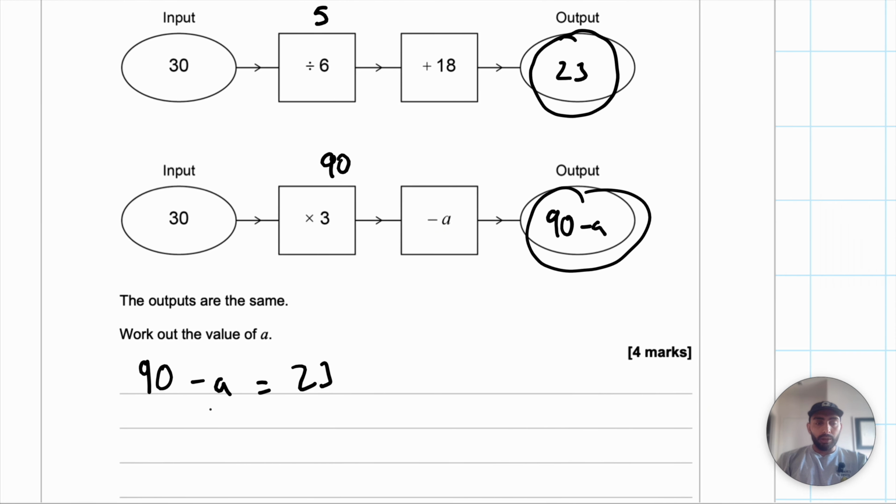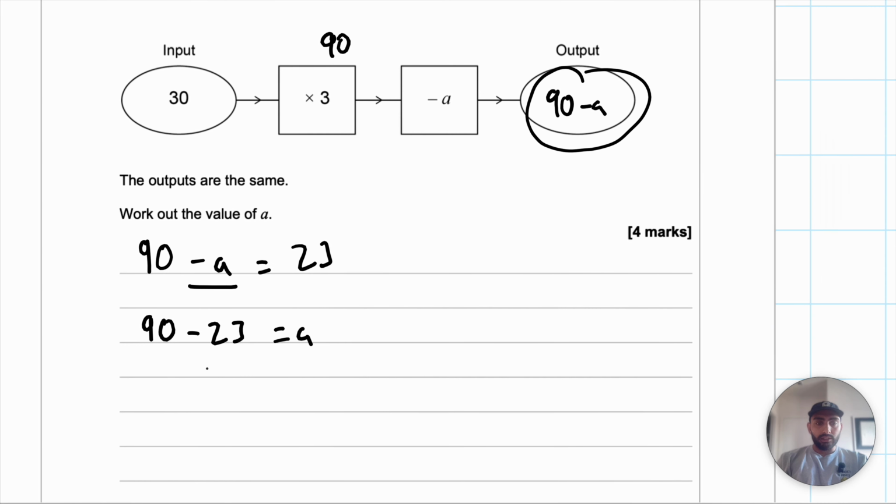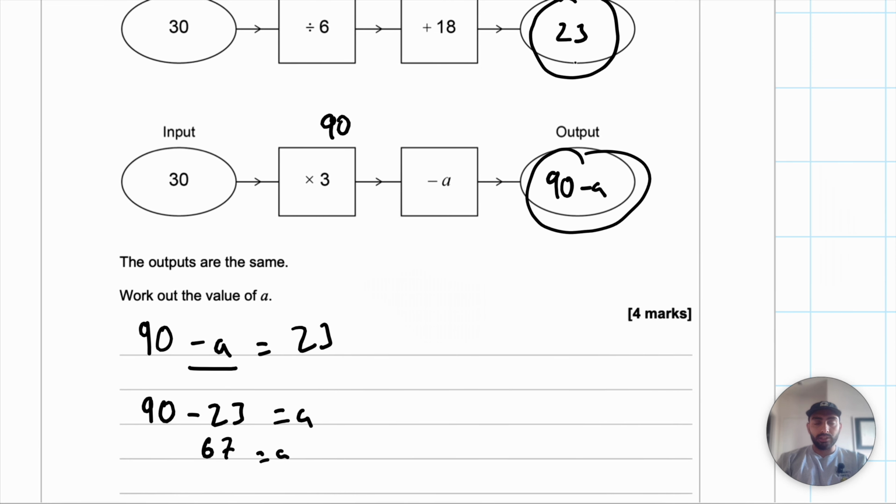So when you have something minus, all you can do here is swap this one with this one. So I've got 90 minus 23 is equal to A. 90 minus 23 is 67. So 67 is equal to A. And if you sub that in, you should get 23. 90 take away 67 does give you 23.